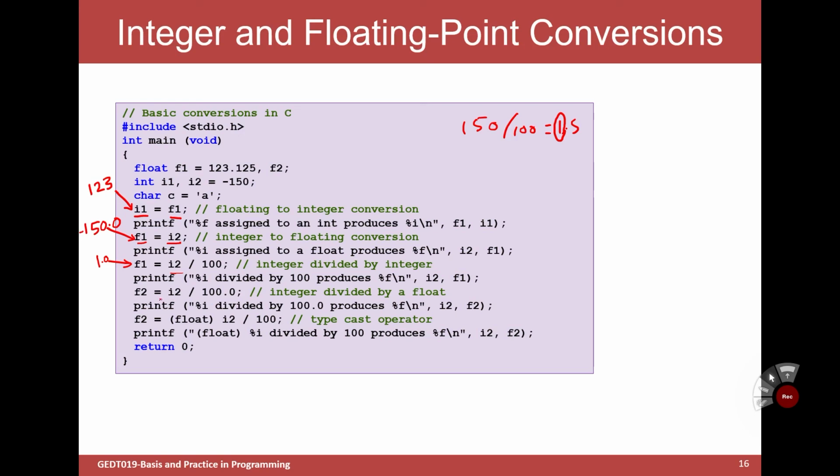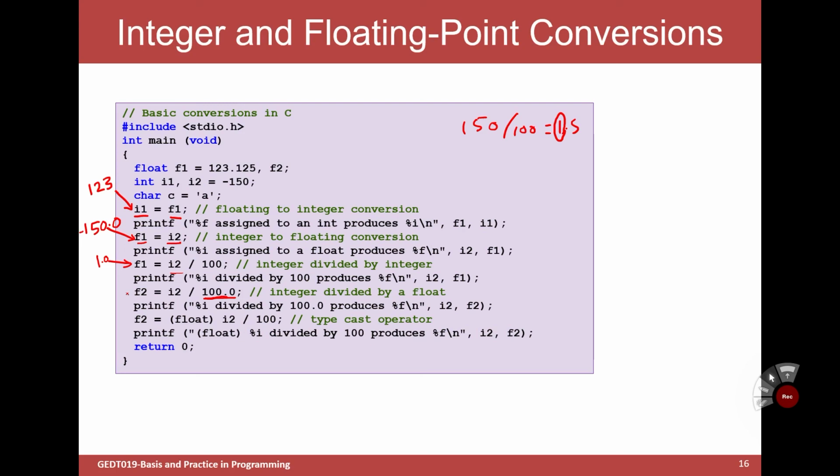Now here I have f2 equal I2. What is I2? 150. Divide by a float data type here. This is a float, not 100.0. This is a float, so this is a float and this one is an integer. So one of them is a float.